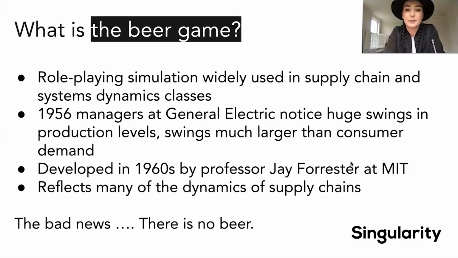So in the 1950s, some individuals and managers at General Electric noticed that they were seeing these huge swings in the production levels, but those swings were much different than consumer demand. And they were looking at this saying, what is going on? And so they worked with a professor at MIT named Jay Forrester to develop a simulation called the beer game to understand the dynamics of supply chains.